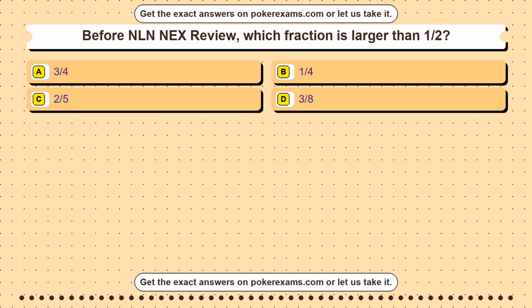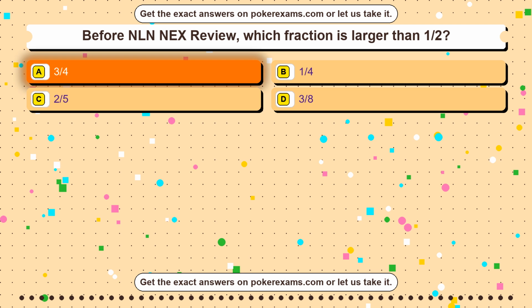Question 25. Before the GED reading practice test, which source would best support a historical claim? Option A: primary document. Option B: random comment. Option C: cartoon only. Option D: advertisement slogan. The correct answer is option A.